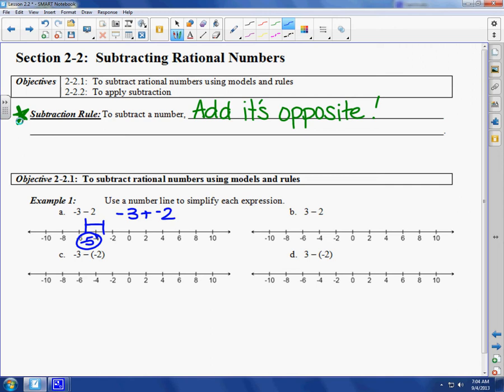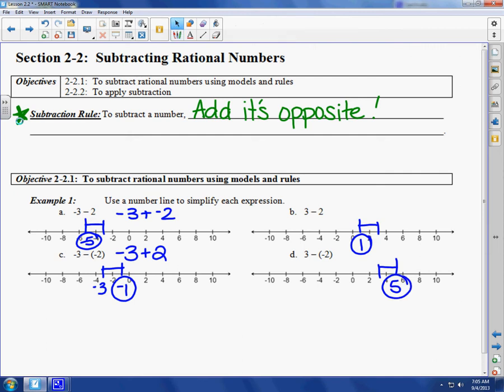3 minus 2, so I start at 3, and I subtract 2, so that gets me to 1 as my answer. Now, here's where it gets tricky, is when they start throwing in parentheses and multiple negative signs. So if I'm at -3, and I want to subtract a -2, we all know that two negatives make a positive, so it would really be -3 plus 2. So I'm going to add 2, which then becomes -1. This one is 3, and then I'm going to add 2. So if I add 2, that becomes 5 as my answer.